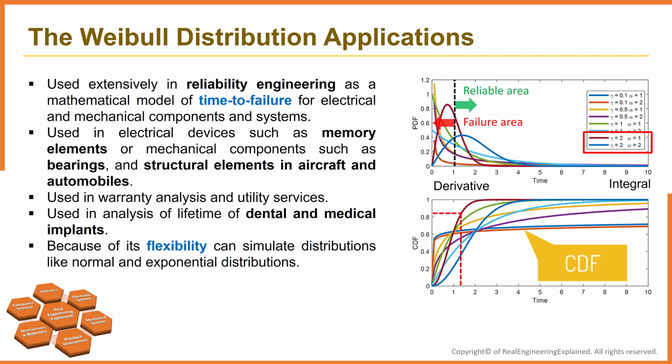The lower plot shows the cumulative distribution function, CDF, which provides the probability of failure up to a specific time. The CDF value at a specific time is equivalent to the summation of all probabilities below that specific time. In other words, it is the area under the Weibull PDF. Note that the CDF is the integral of the PDF, or the PDF is the derivative of the CDF relative to time.